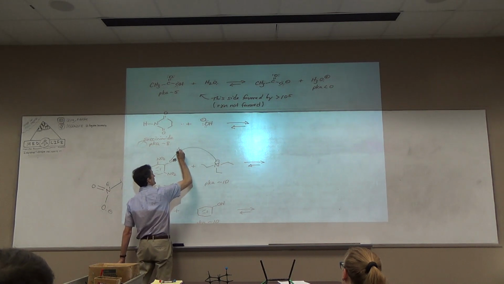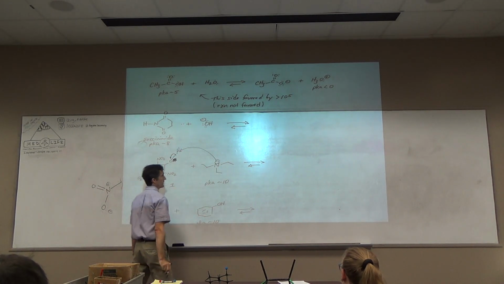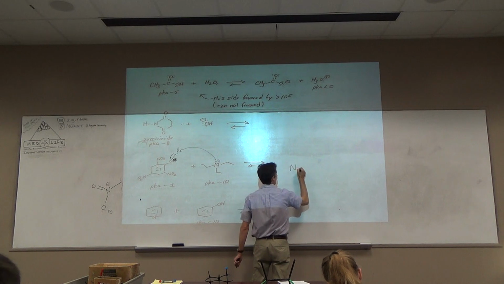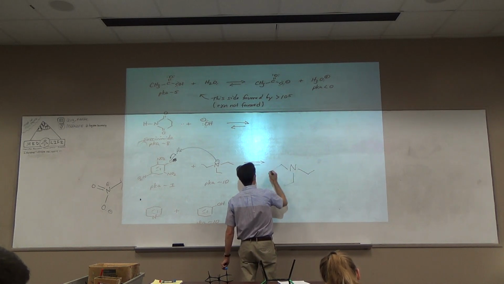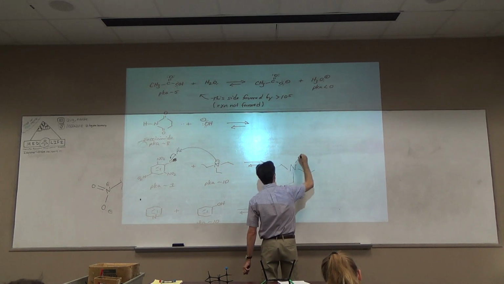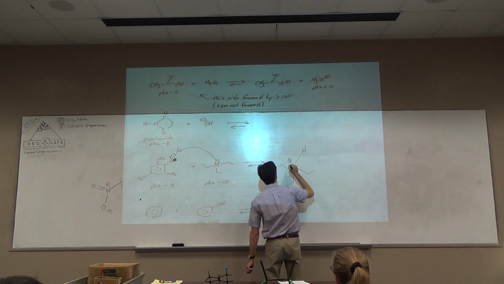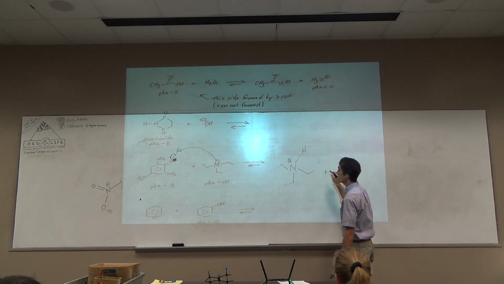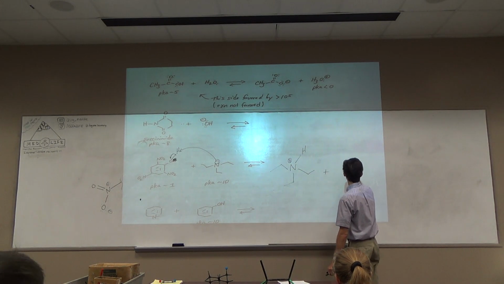These electrons take the H. These move behind. There's your product. This is called triethylamine because it's three ethyls. Triethylamine. Now it's bound to an H, right? Positive charge. And what is the other species going to look like?